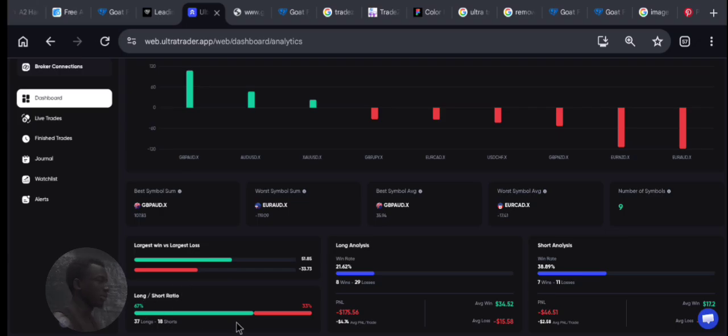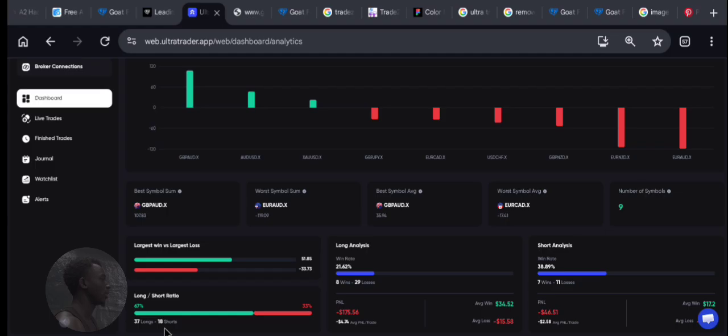This shows the amount of longs I've taken and the amount of sells I've taken, and which is more dominant. You can see clearly for longs I've taken 67%. So 67% of the time I take longs, and 33% of the time I take shorts, I take sales. So you can say 67% of my whole trading time I take more buys, and 33% of my whole trading time I take sales.